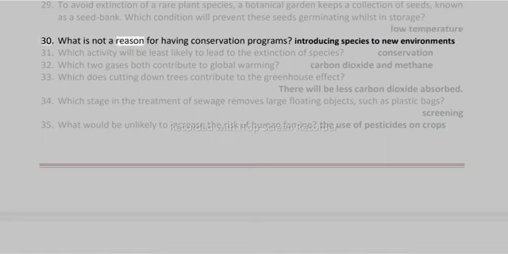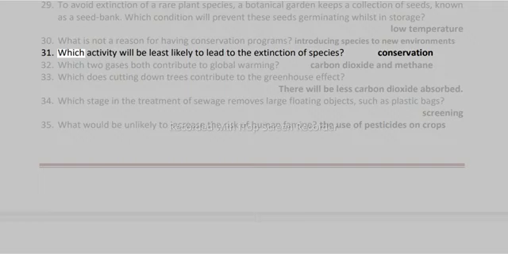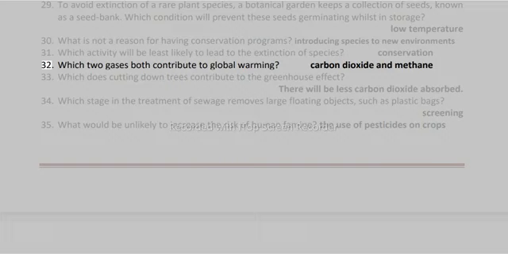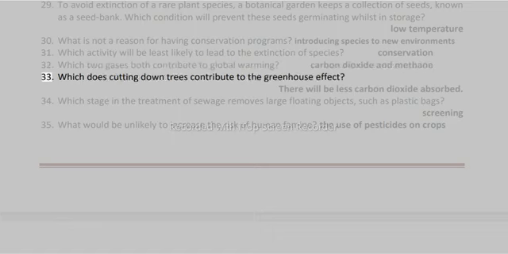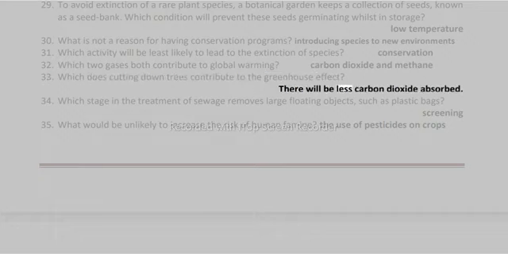30. What is not a reason for having conservation programs? Introducing species to new environments. 31. Which activity will be least likely to lead to the extinction of species? Conservation. 32. Which two gases both contribute to global warming? Carbon dioxide and methane. 33. How does cutting down trees contribute to the greenhouse effect? There will be less carbon dioxide absorbed.